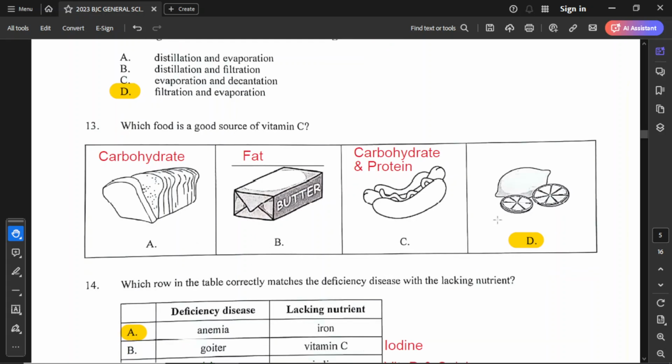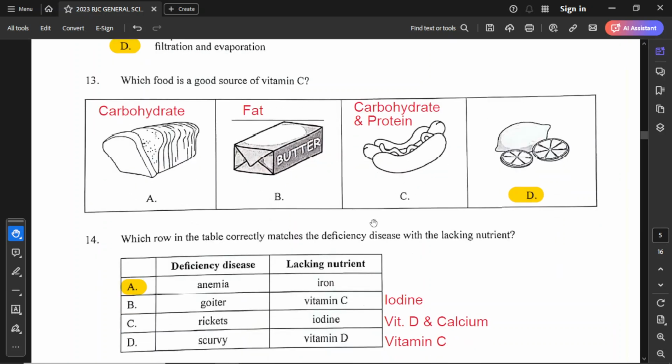For 13, which food is a good source of vitamin C? And the lime, well, it's not going to be a good tasting thing. It's going to be sour, but definitely vitamin C. Vitamin C can be found in fruits, particularly citrus. The bread here is carbohydrate. The butter is fat. The hot dog can be carbohydrates and protein, all right, and can be a little bit of fat as well.